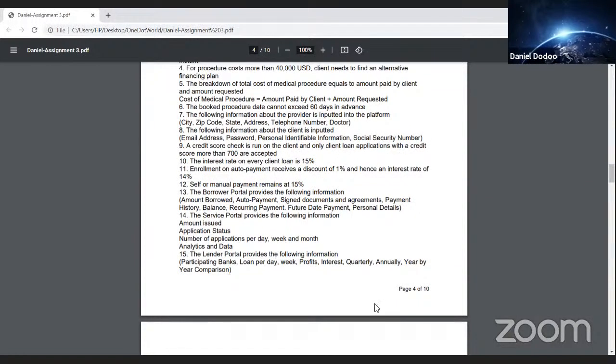We also have the year-to-year comparison. So whatever information is coming in is going to be presented in a visual dashboard that can be easily consumed and easily understood by our lenders as well.